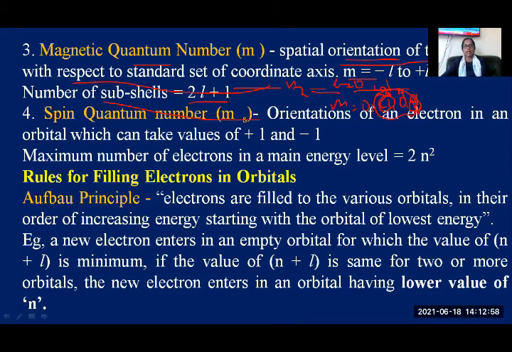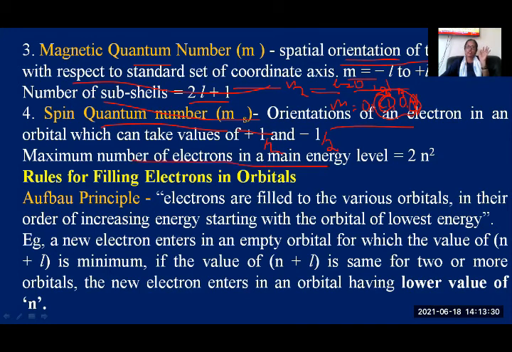Okay, and then spin quantum number tells how exactly the electron is revolving, whether it is moving in the clockwise direction or whether it is moving in the anti-clockwise direction. This ms value will tell that. So it tells you the orientation of the electron in the orbital. So this can take only 2 values, plus half and minus half.